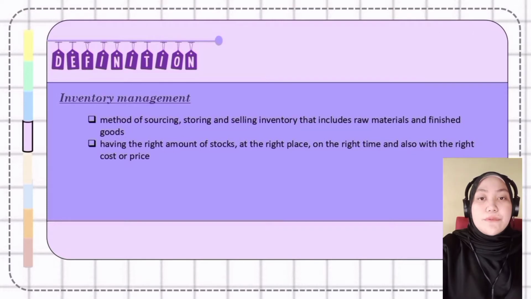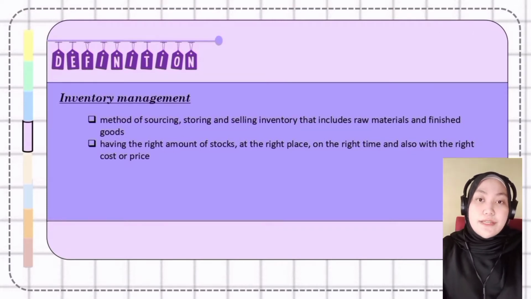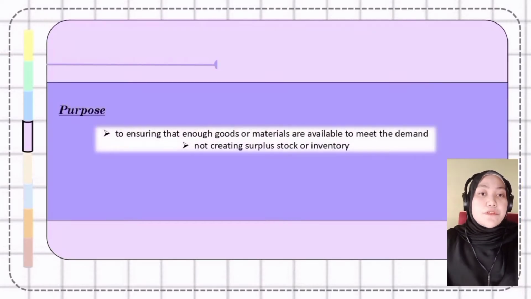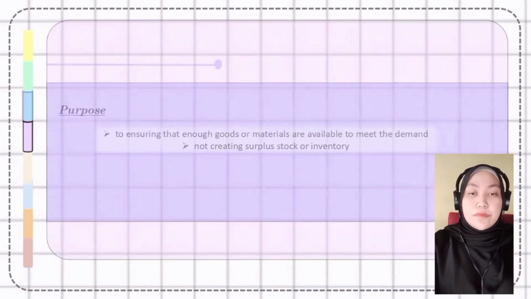Definition: inventory management is a method of sourcing, storing, and selling inventory that includes raw materials and finished goods. Inventory management also means having the right amount of stock at the right place, at the right time, and at the right cost or price. The main purpose of inventory management is to ensure that enough goods or materials are available to meet the demand without creating surplus stock or inventory.